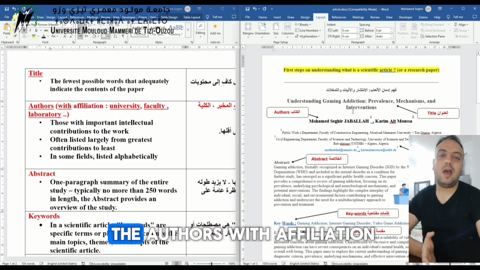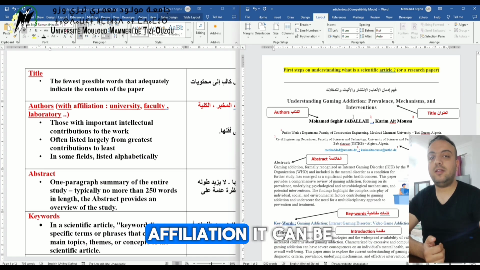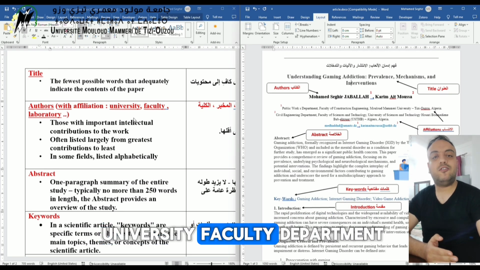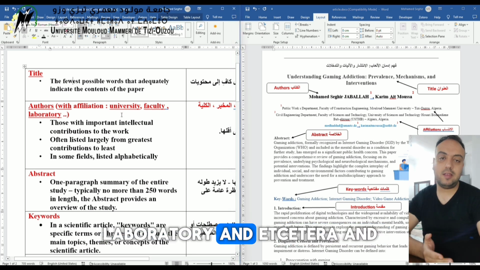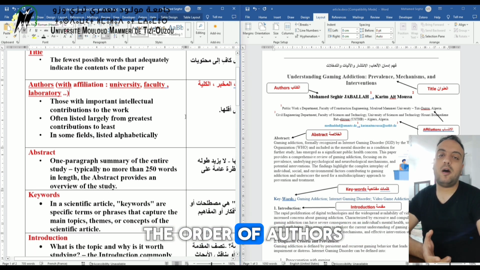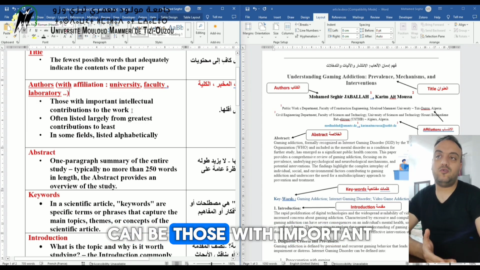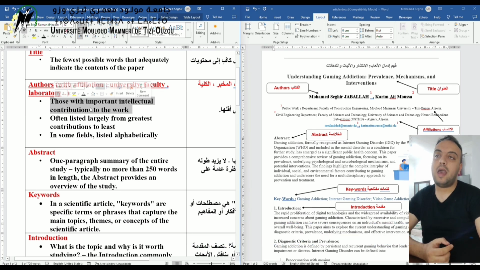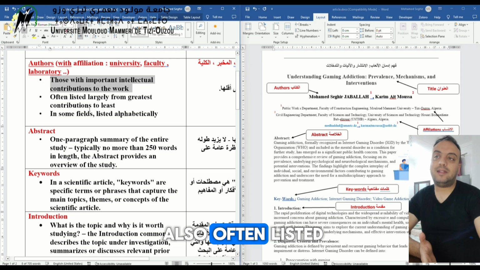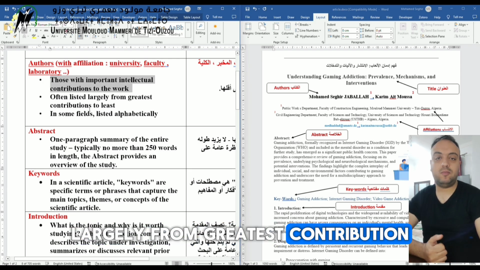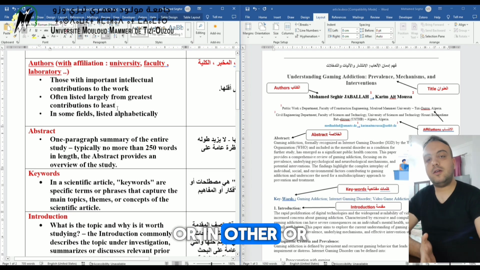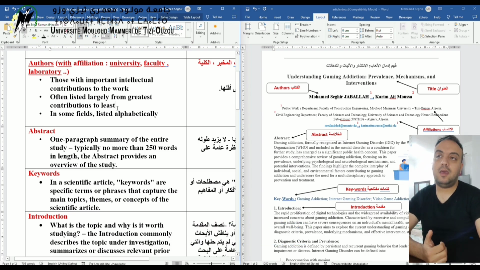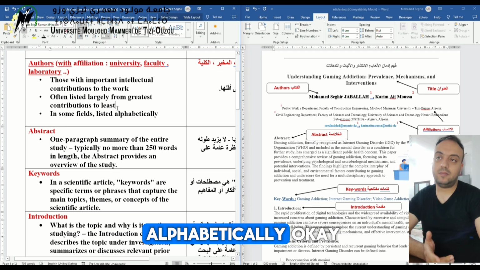After that, we have the authors with affiliation. Affiliation can be university, faculty, department, laboratory, etc. The order of authors can be those with important intellectual contribution to the work, and it is often listed from greatest contribution to least, or in some fields, it can be listed alphabetically.